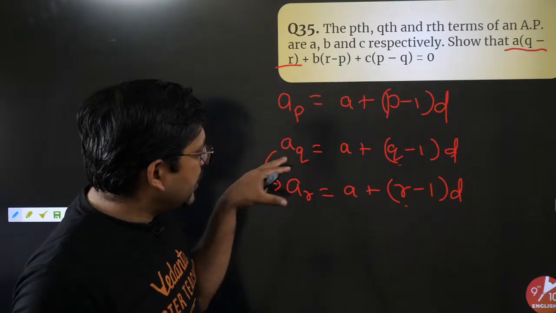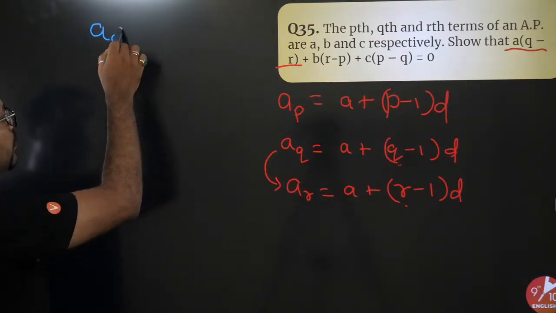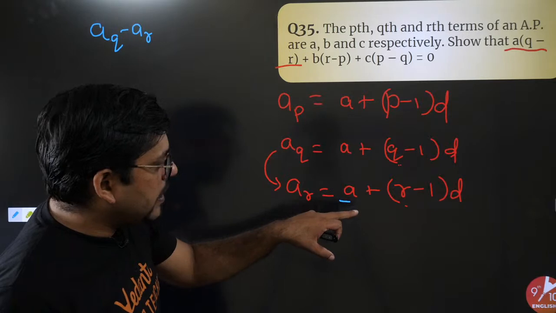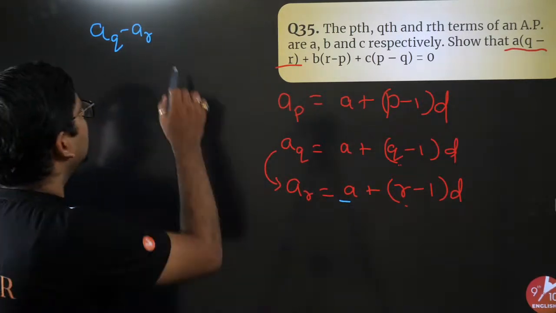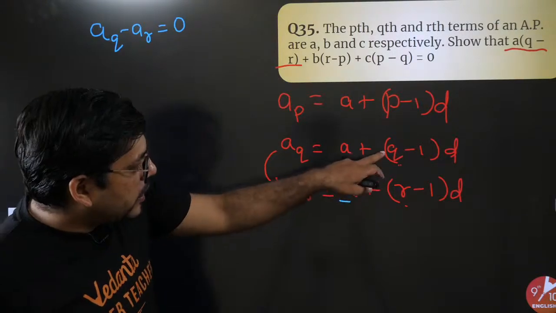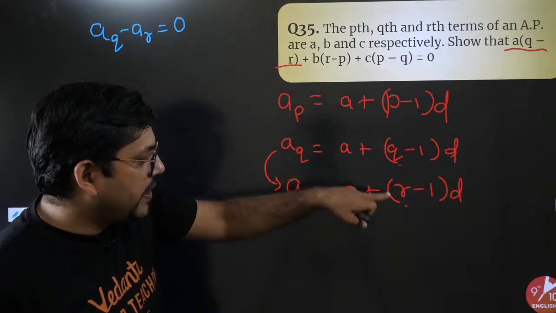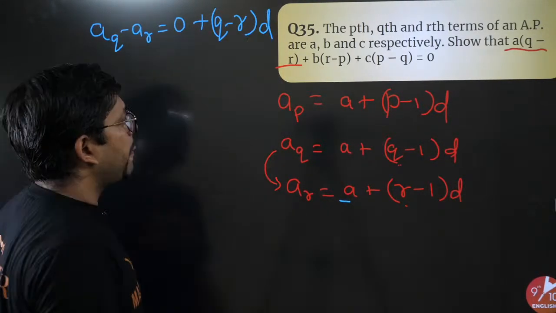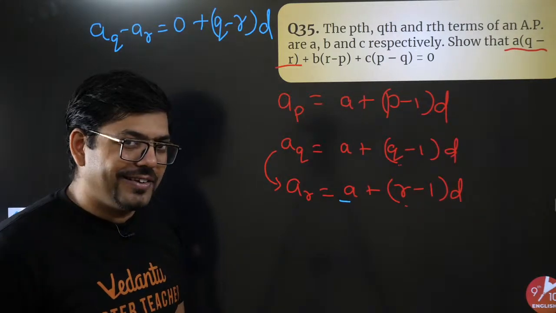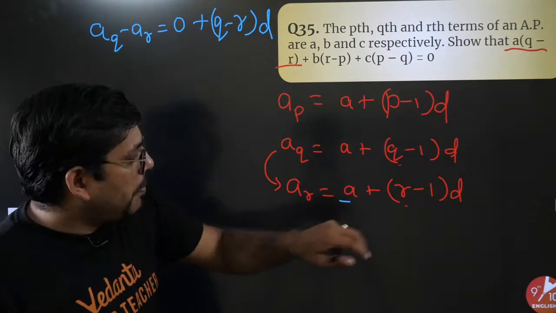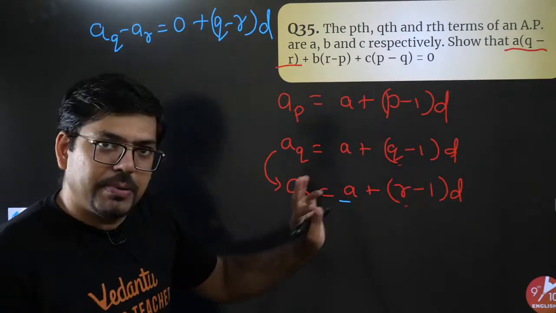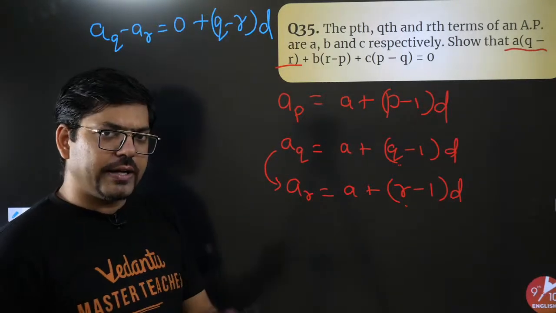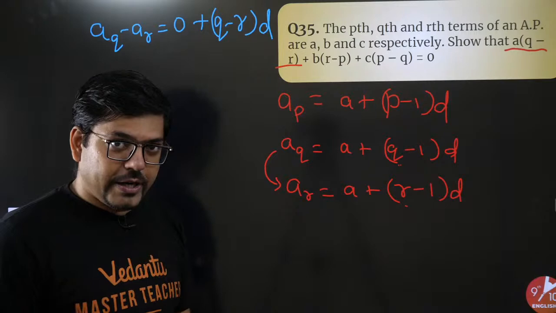I would be getting a_q minus a_r, the qth term minus the rth term. If I subtract them, first of all, a minus a is gone, so 0. Then here, q minus r will be there, so plus (q minus r) times d. Minus 1 and plus 1 will get cancelled. Are you all understanding till here? Just tell me yes or no. यहाँ तक की बात समझ आ रही है? All of you understanding it? Cool. That's great if you are understanding.